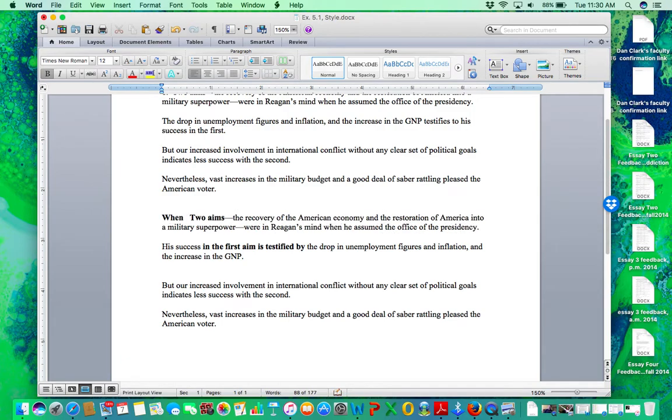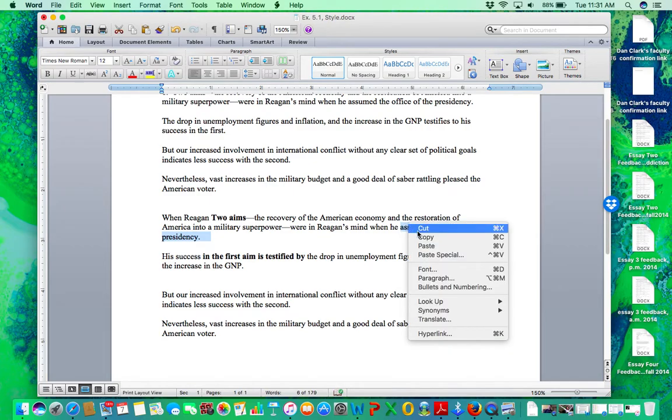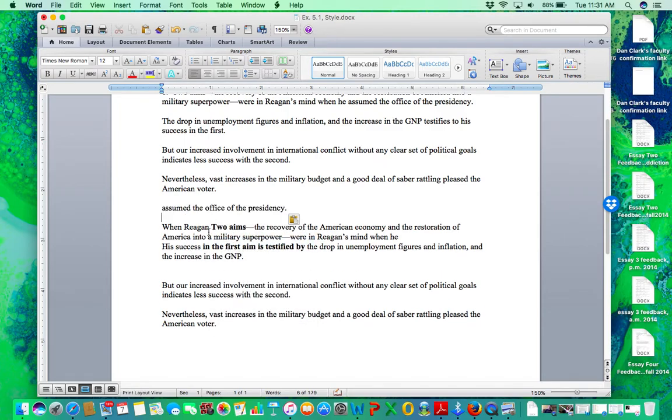Okay, look at that. When he assumed, when Reagan, let's put Reagan because we want to know who he is right away. When Reagan, because that's the first sentence, so we've got to put him in it. When Reagan assumed the office, actually, just to show it more clearly, I'm going to go ahead and pull it right up there. When Reagan assumed, see, so I can cut and paste there. So whoop, let me try that again.